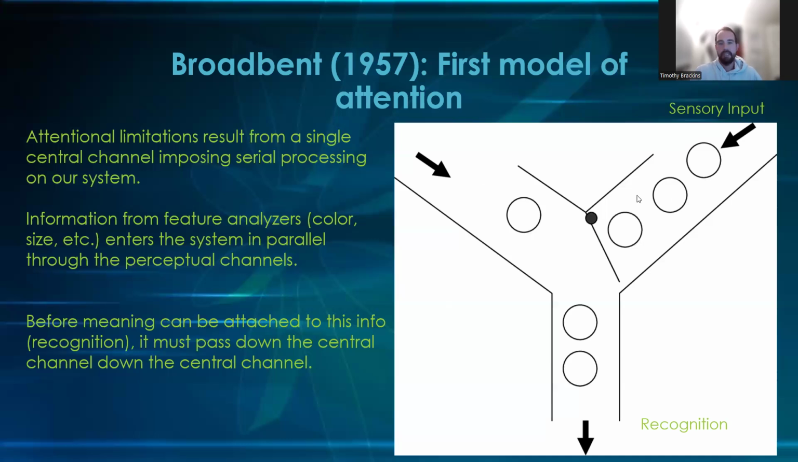So all of the sensory information is coming in parallel, meaning that it's all being processed at the same time. But once it is allowed through our central channel, it's being processed in a serial fashion, meaning one by one. And that's where this limitation is occurring. That's where attention is limiting how much you can process at any given time. So this is essentially Broadbent explaining why these attentional limits exist.